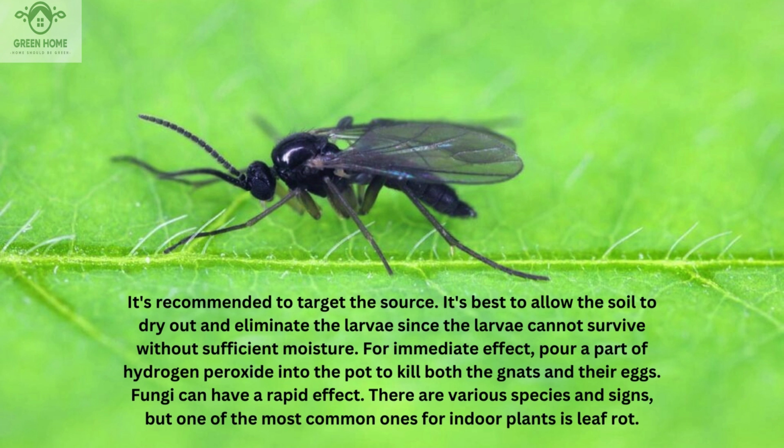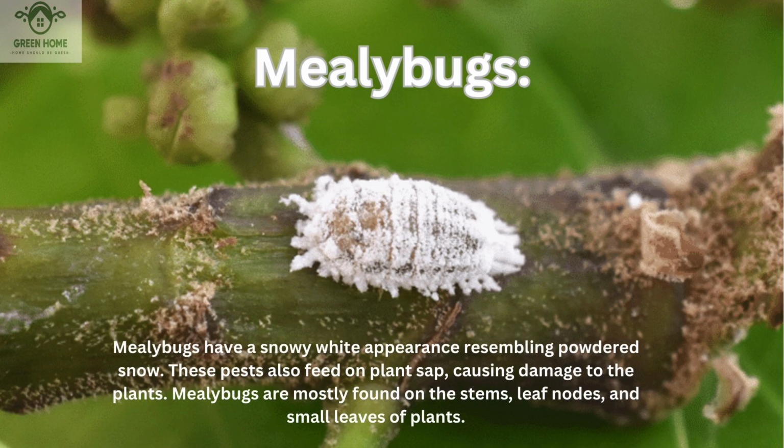It's recommended to target the source. It's best to allow the soil to dry out and eliminate the larvae, since the larvae cannot survive without sufficient moisture. For immediate effect, pour a part of hydrogen peroxide into the pot to kill both the gnats and their eggs. Fungi can have a rapid effect. There are various species and signs, but one of the most common ones for indoor plants is leaf rot.